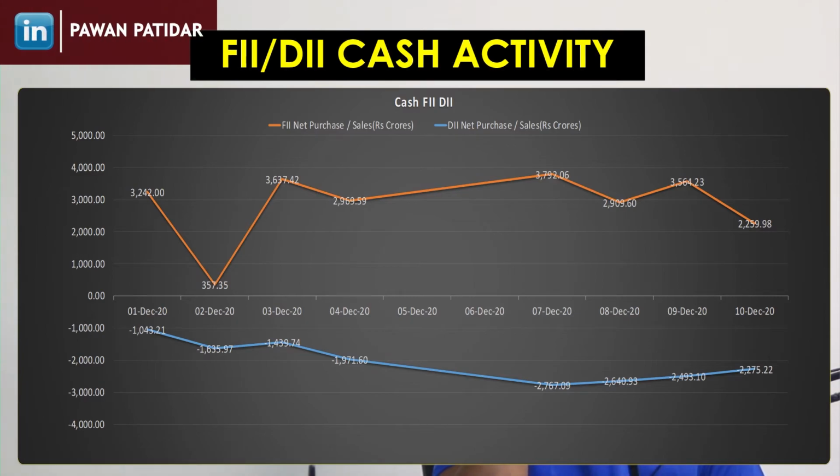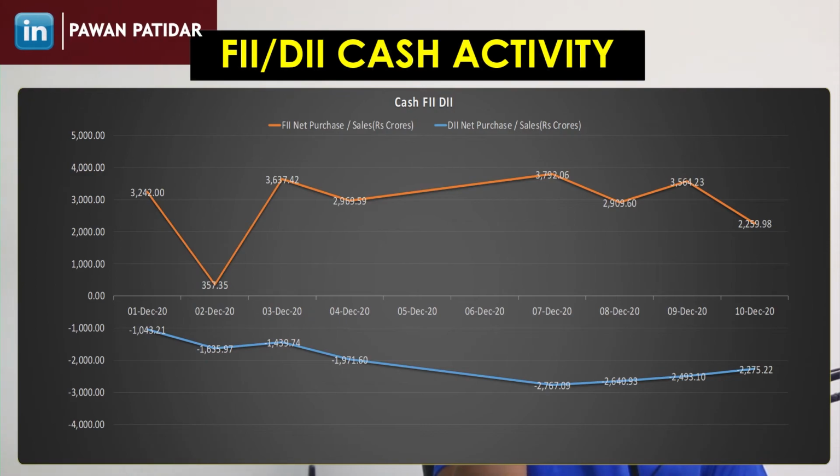But if you see the morning movement, in the morning DIIs dominated the market. That's why the market was going down. And after 12 o'clock, FIIs were dominating the market. That's why the market was taking up a little bit and recovering. But still, the market could not recover completely.